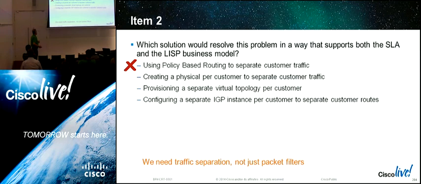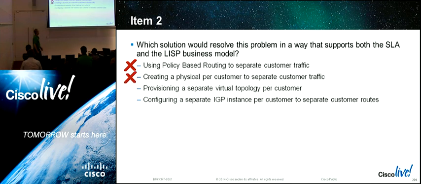Well, in this case, there is a right answer, and the right answer is based, again, on the requirements we've already read, right? PBR may do something for our routing, but it's not doing anything to separate the traffic. So we need something other than packet filters or separation of routing information.